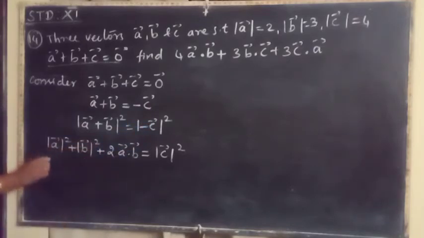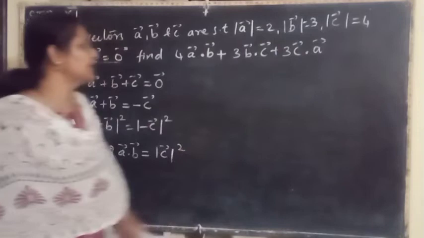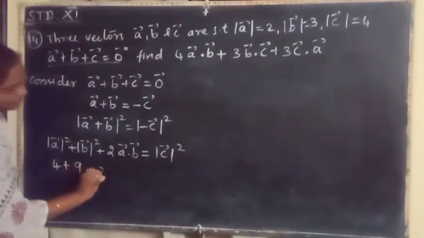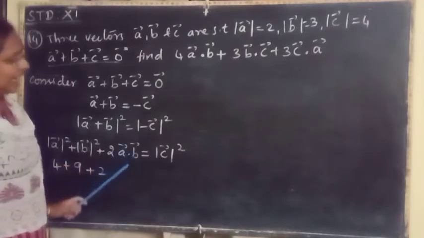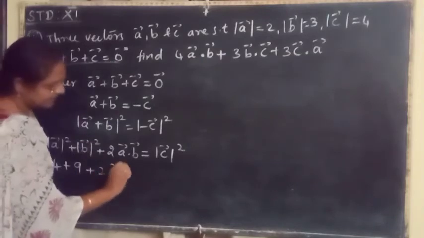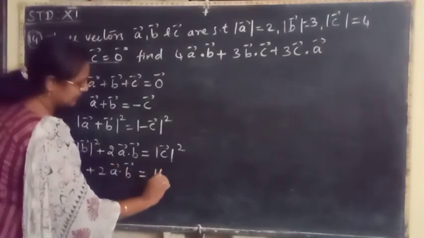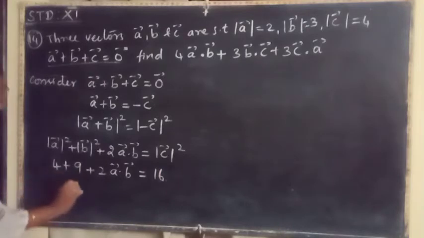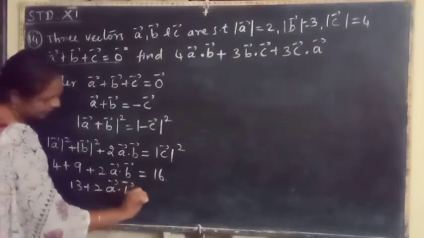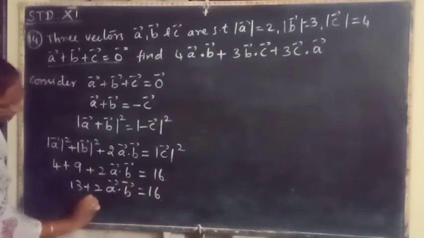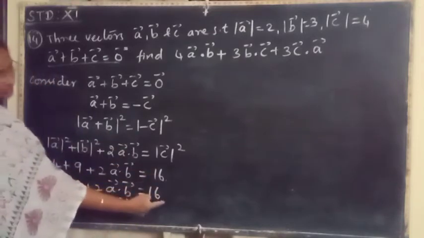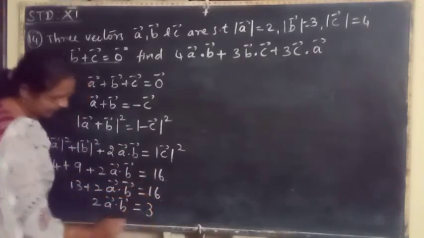Okay, so now substitute the modulus values given here. Yes, so it is 4 plus 9 plus 2 into A dot B, but I need the value of A dot B. So you just keep A dot B as it is, equal to 16. Yes or no? So now 13 plus 2 into A dot B equal to 16, isn't it? So now 2 into A dot B will be equal to 16 minus 13. So the answer is 3.